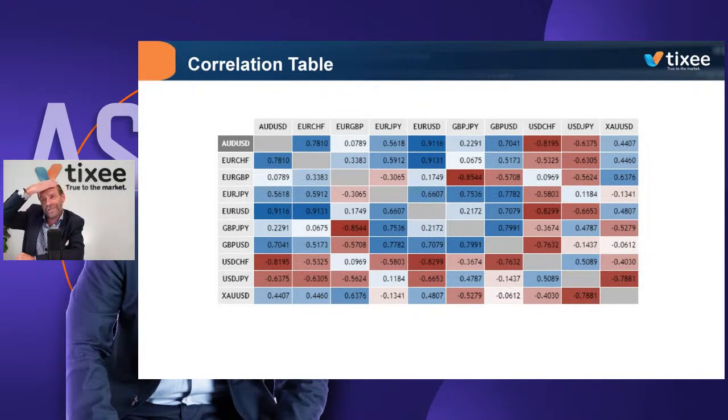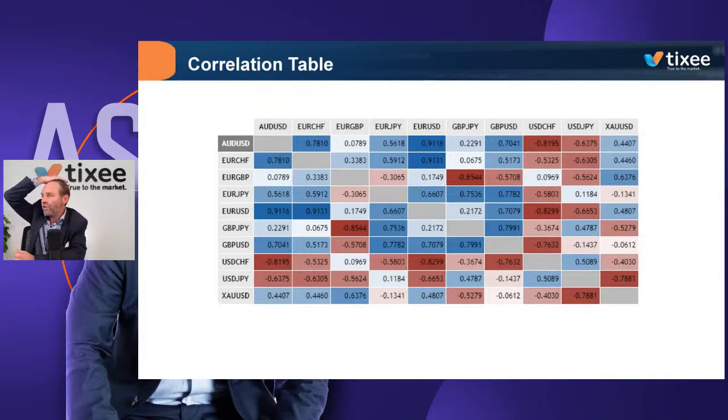Obviously, I'm going to have to put gold in there. And as you can see, we've got a range of numbers here. Now, the boxes which are dark blue show that the currency pair is positively correlated. If you look at the euro dollar, the number there is dark blue and it's 0.9116. Look across the table to the currency pair we're comparing it to, the Aussie dollar US dollar. So it's saying that they are positively correlated with each other, which means they can move most of the time in the same direction.